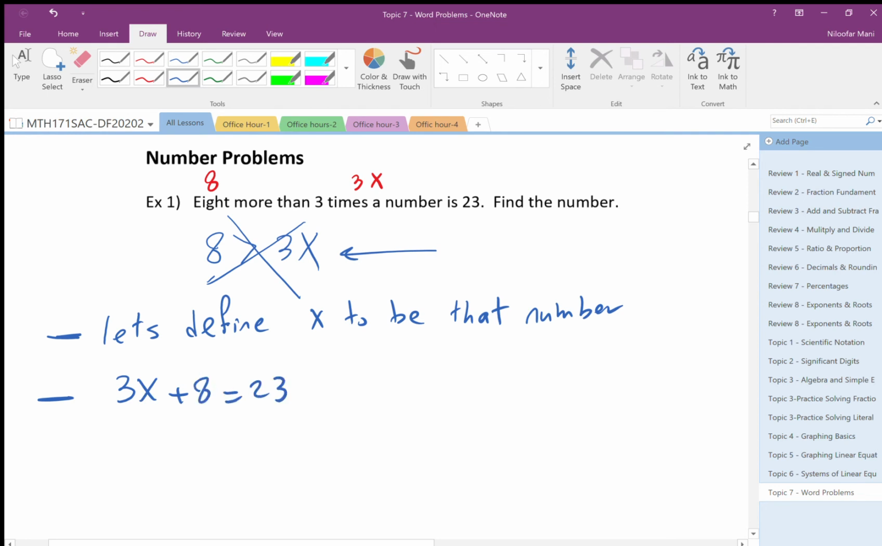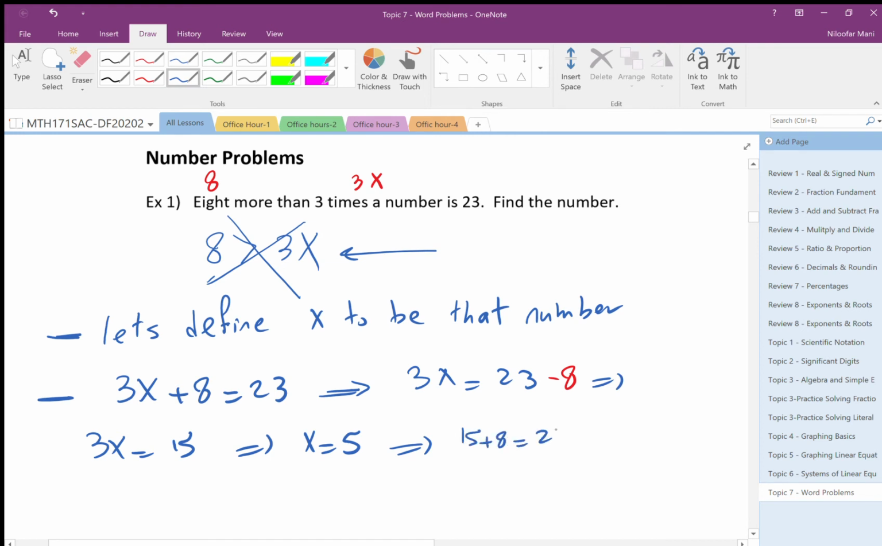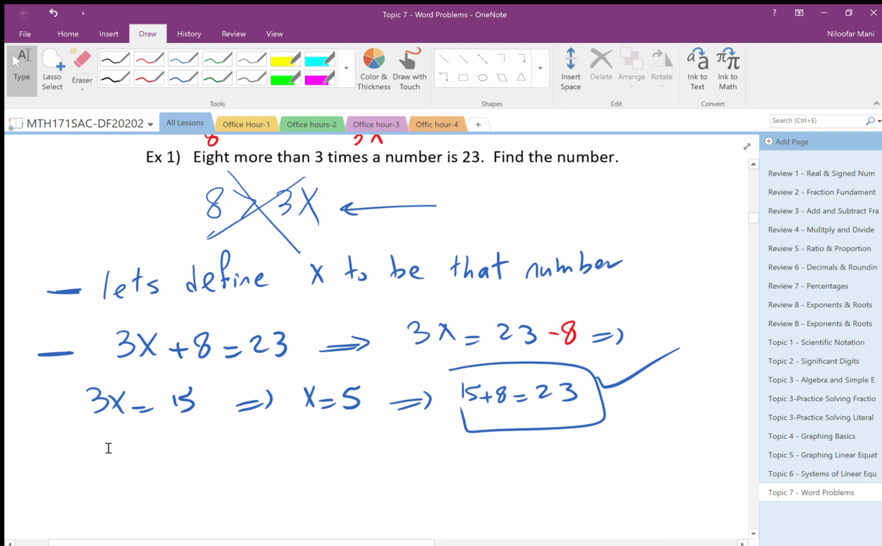From here, you are just solving one equation. That's it. So here you say 3x is 23 minus 8, which is 3x is 15, which is x is 5. And you can check your answer. How? 3 times x, so 15 plus 8 is 23. Oh yes, this is checking. You have to check your answer. And then you can write a conclusion sentence. The number which satisfies this equation is 5.